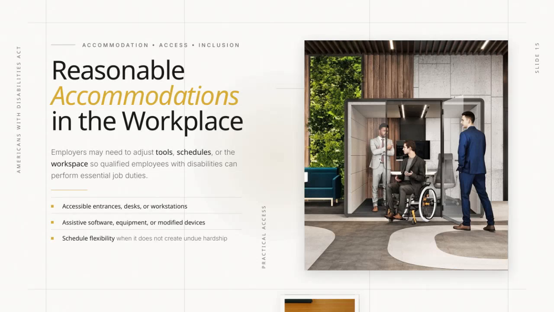Now, let's focus on practical access in the workplace, which is essential for accommodation, access, and inclusion. Reasonable accommodations are adjustments or modifications that employers might need to make so that employees with disabilities can perform their essential job duties effectively. These could include things like providing accessible entrances, desks, or workstations designed to meet individual needs. Employers might also offer assistive software, specialized equipment, or modified devices to facilitate work tasks.